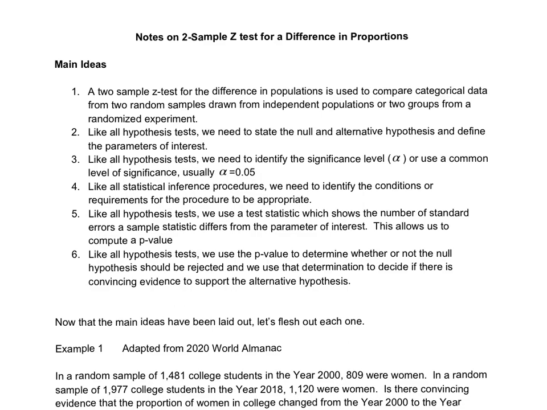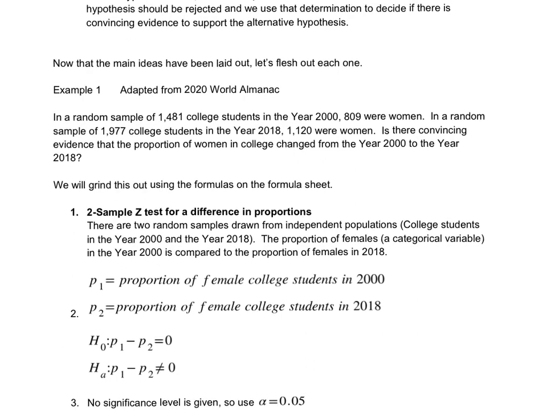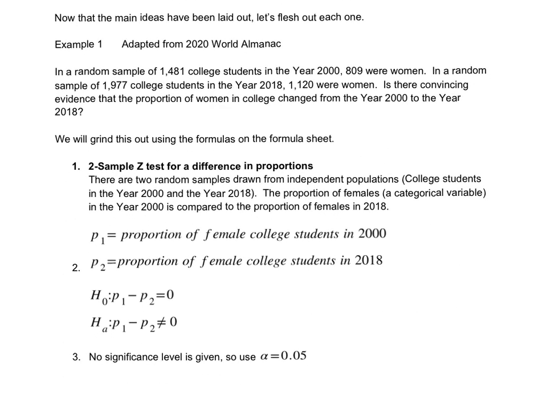Okay, let's check out an example from the World Almanac. So we're comparing two populations here: the population of college students who were women. It looks like it's from all college students. And the two different populations are two different time frames, in this case the year 2000 and the year 2018. And we're wondering if there's actually a significant difference in the number of college students that were women in those two years. So how do we find that out?